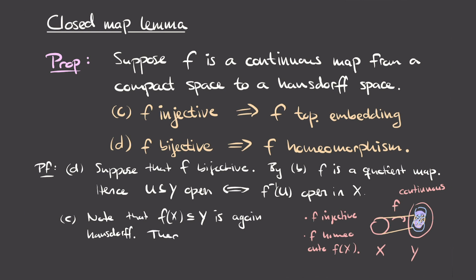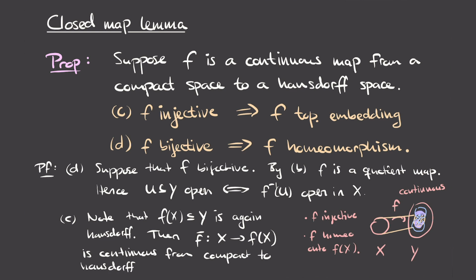All right, we now look at the restricted map, which I'll call f bar, which goes from X to its image, f of X. So this is now a continuous map going from a compact space to a Hausdorff space. So this f bar satisfies the hypotheses of the closed map lemma. So this means by part D that f bar is in fact a homeomorphism.